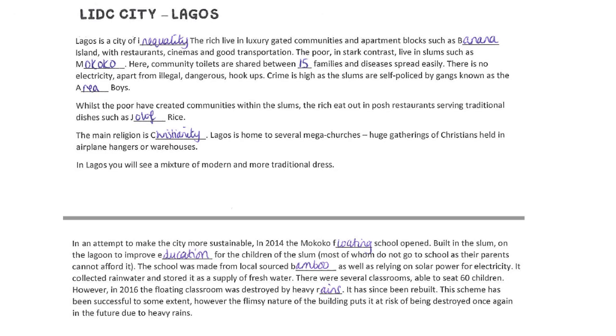Meanwhile, the rich are eating out at their posh restaurants. The traditional dish there is jollof rice. Main religion is Christianity, and there are some mega churches where you've got huge gatherings of Christians in airplane hangars or warehouses on a Sunday. And you also see a mixture of modern and more traditional dress. And at the bottom there, you've got a model answer if you're asked a question about sustainability that we've already talked about. You could pause and have a little look at that.